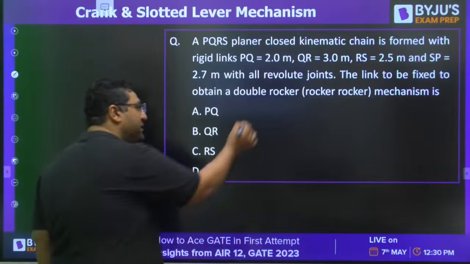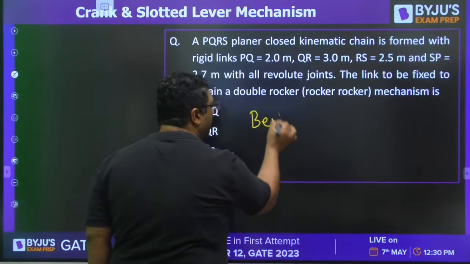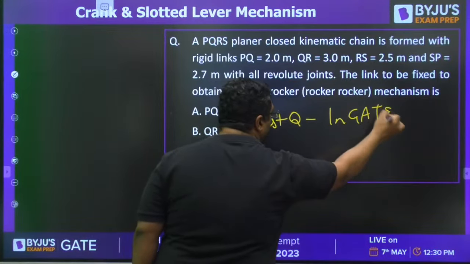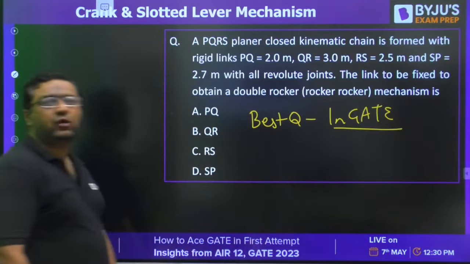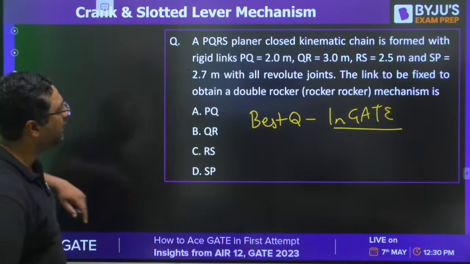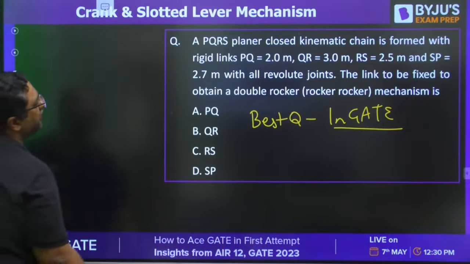This is the best question from Grashof law in GATE. This is the PYQ of GATE. This is the best question from this topic. If you see this topic, a PQRS planar closed kinematic chain is formed with rigid links.